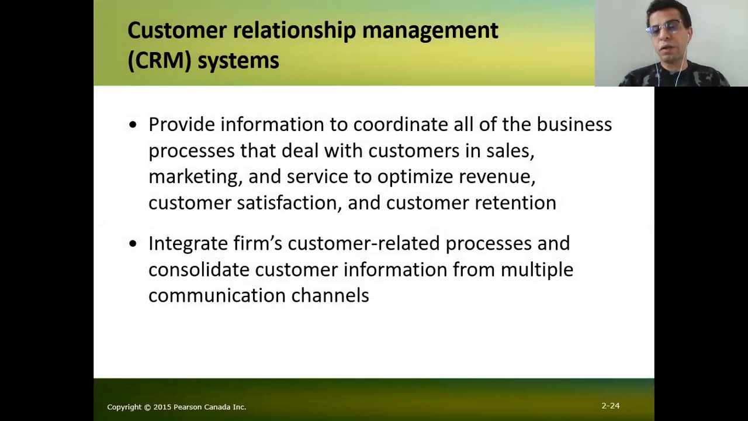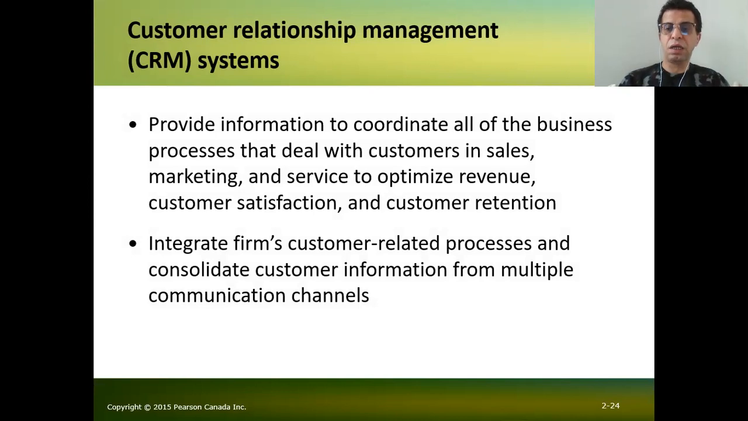Now we have another application called CRM, or Customer Relationship Management. It provides information to coordinate all of the business processes that deal with the customer in sales, marketing, and service to optimize revenues, customer satisfaction, and customer retention.